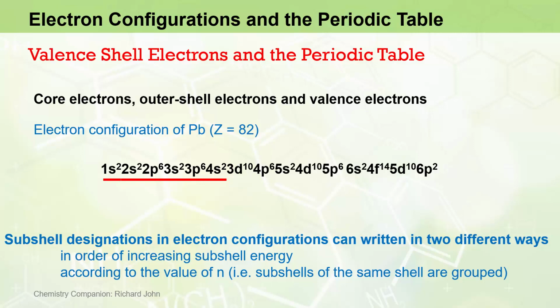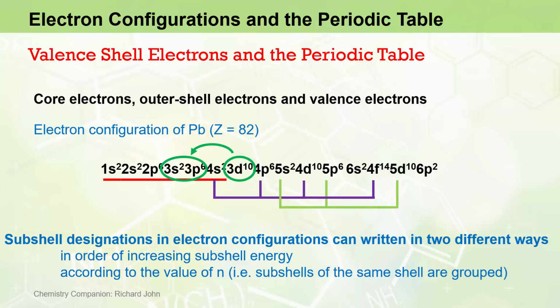Then we get to electrons in the 4s subshell, which is the next highest energy subshell that, correctly, needs to be filled. But we can see here that we still have 3d electrons that belong to the n equals 3 shell. And it may be that we would want to group all of the n equals 3 subshells together. And similarly, we might want to group all of the subshells at the n equals 4 level together, and at the n equals 5 level, and at the n equals 6 level.